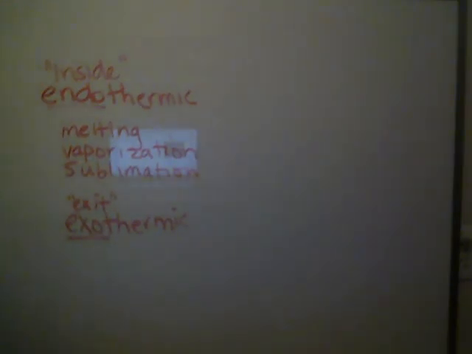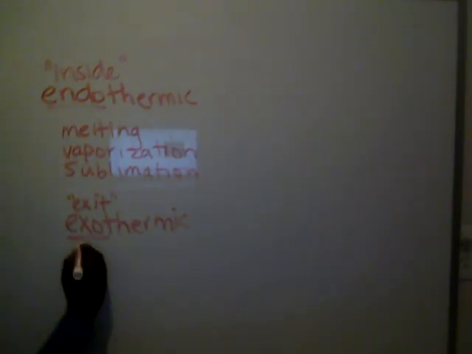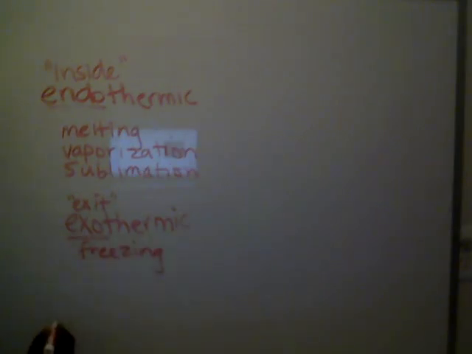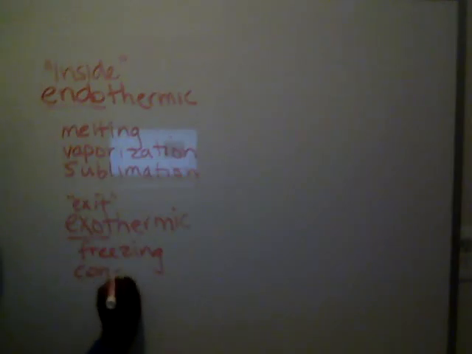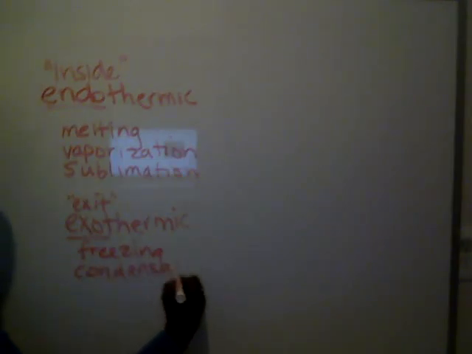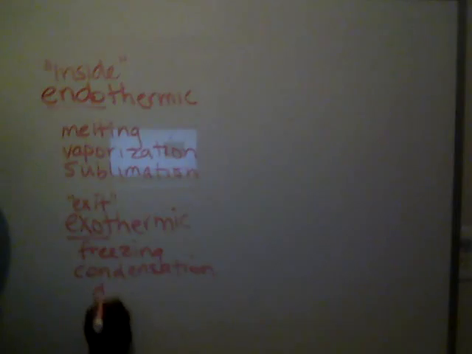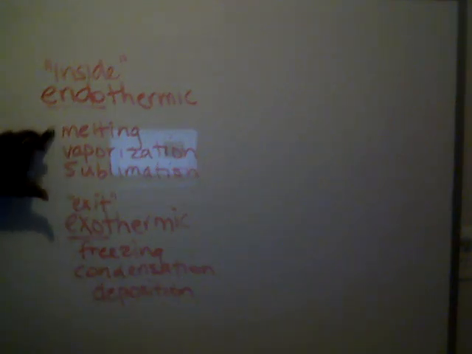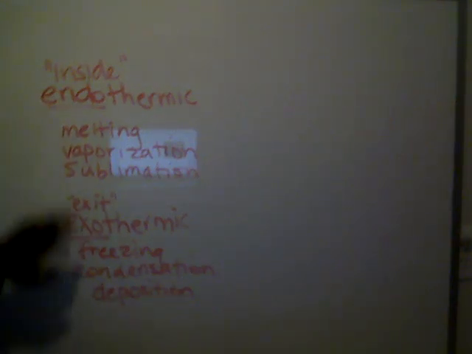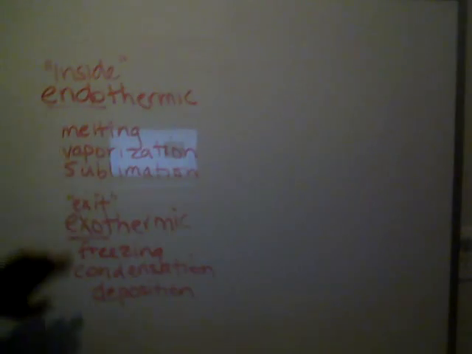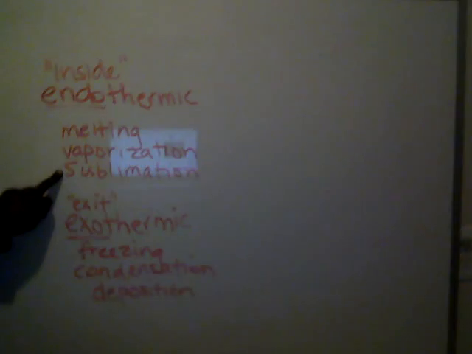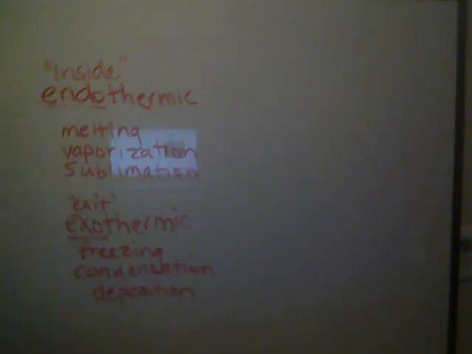Now, exothermic processes would be freezing. We're going from a liquid to a solid. Condensation, when we're cooling a gas off to go into a liquid. And deposition, where we're going from a gas back to a solid. So if you notice, these are all opposites. Melting is endothermic, but freezing is exothermic. Vaporization is endothermic, but the opposite process, condensation, is exothermic. Sublimation is endothermic, but deposition is exothermic.